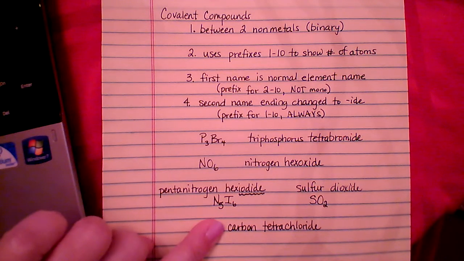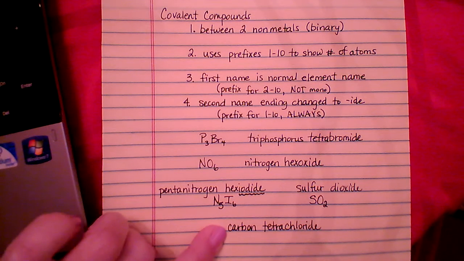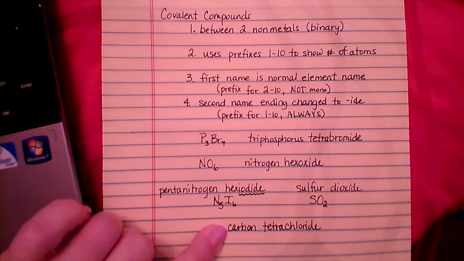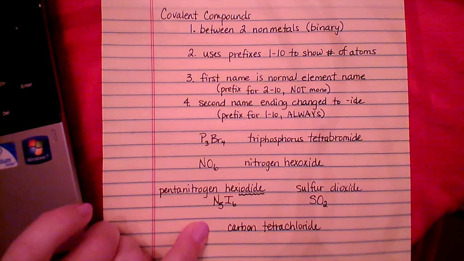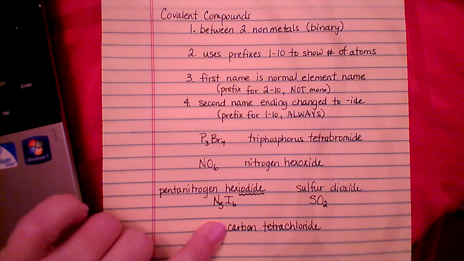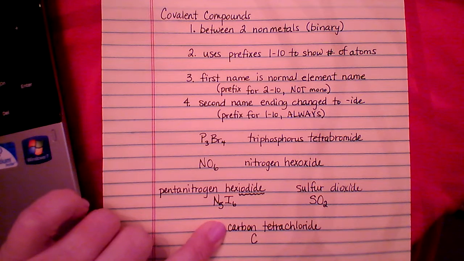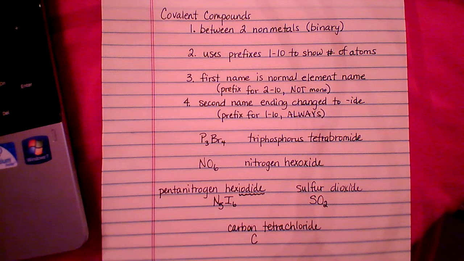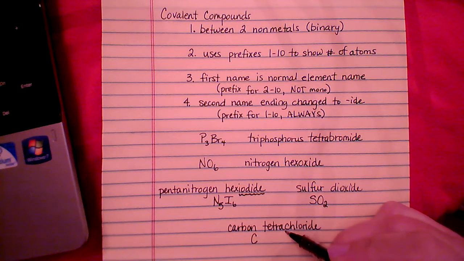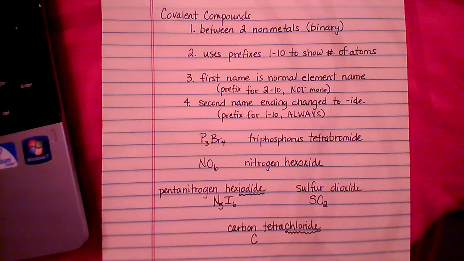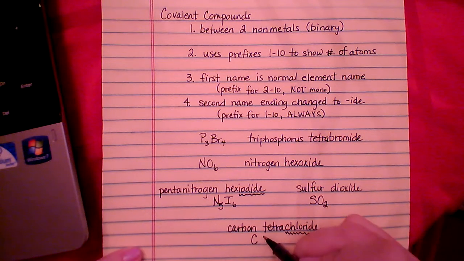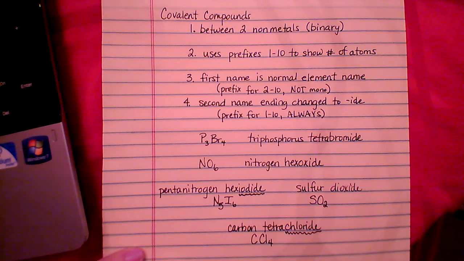And then for the last example, very quickly here, carbon tetrachloride. Once again, I don't see the prefix mono, but I don't see another prefix. So I'm just going to write the symbol for the element carbon. So C, the 1 is understood. And then tetrachloride. So the end of my name is chloride, which is chlorine. And then the prefix tetra, which would be CCl4.